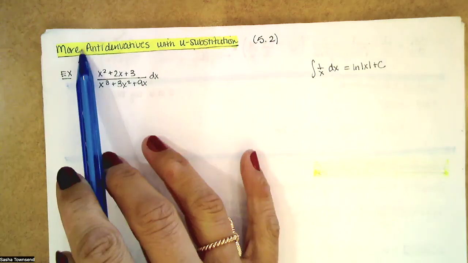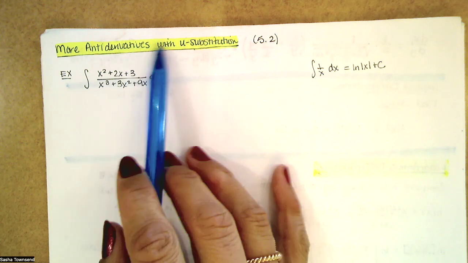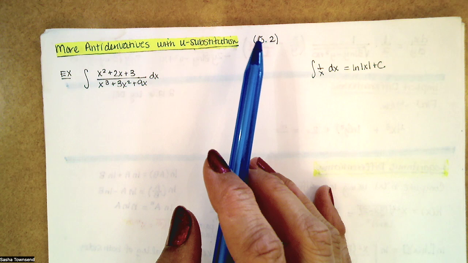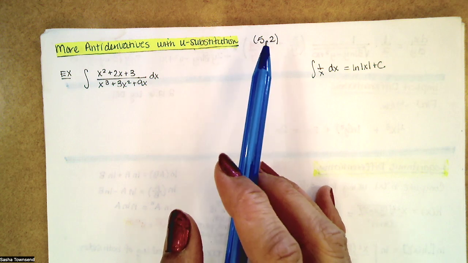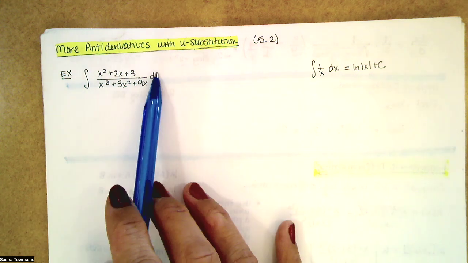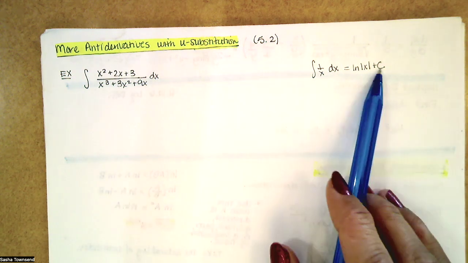In this video, we work more antiderivative problems using u-substitution. These are problems from section 5.2, which is about antidifferentiation and integration with the logarithmic function. So almost all of these antiderivative problems that we'll be working are related to this antiderivative.